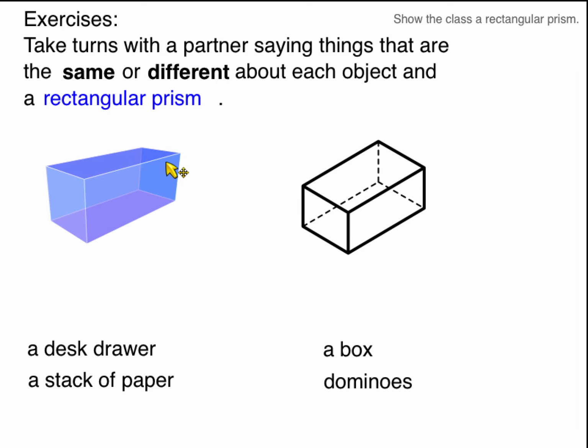These are rectangular prisms. So the 2 ends can be squares or they can be rectangles all the way around. If you look at a desk drawer, you are going to see all the sides are rectangles. This is going to be a rectangular prism. A box, a domino, a stack of paper. Think about it, talk about it with somebody. Are they going to be rectangular prisms? Are all the faces rectangle-shaped? Then they're going to be rectangular prisms.